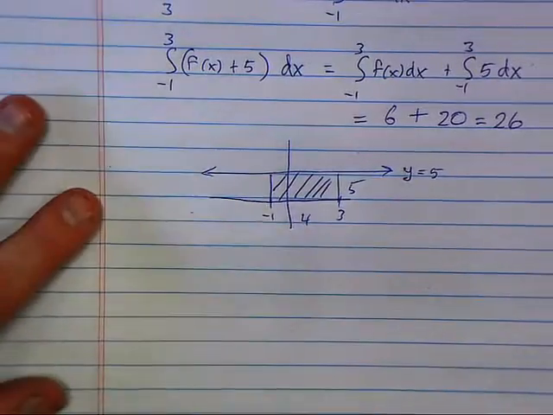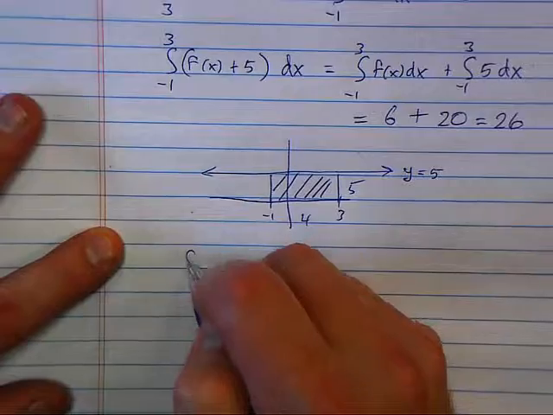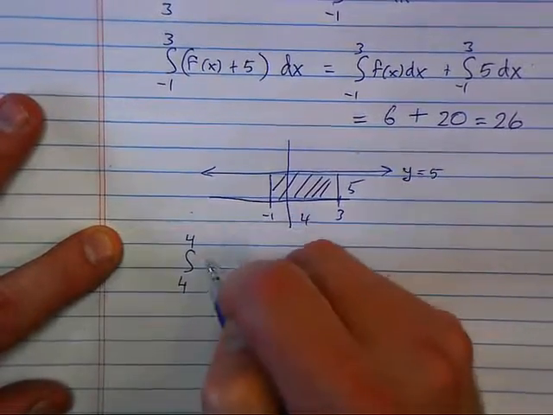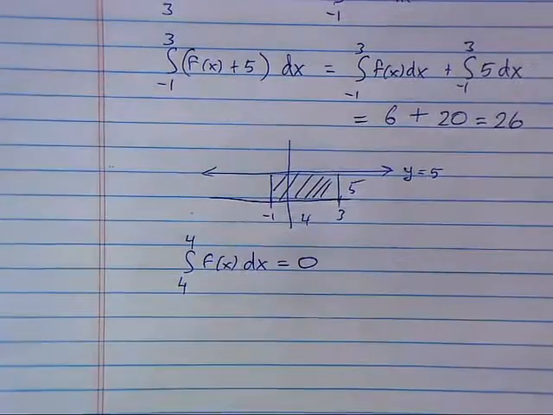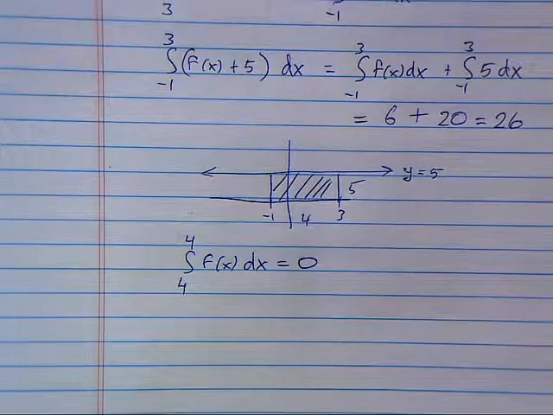All right, last one of these. How about the integral from 4 to 4 of f of x dx? 0. How come 0? There's no change. There's no way to build a rectangle.